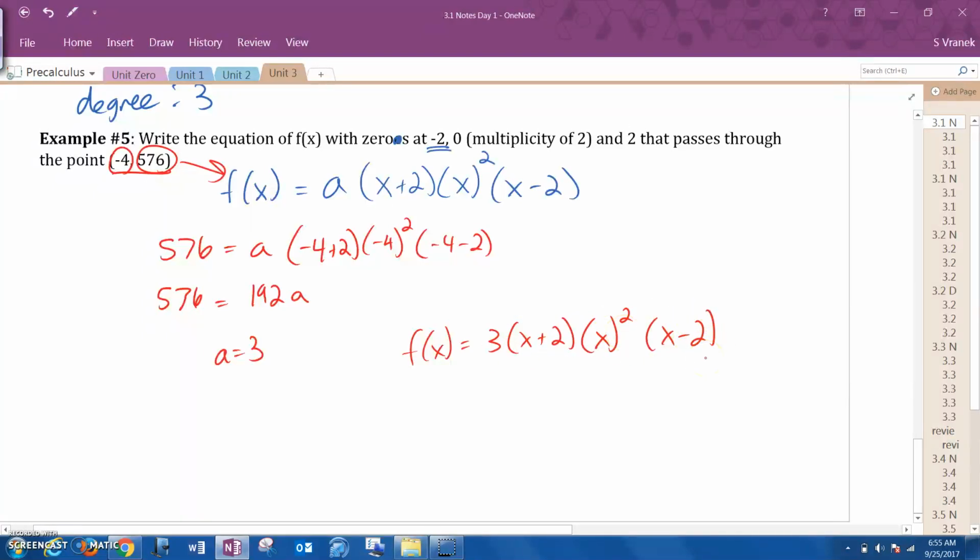Remember, this is not standard form. If I would have asked for standard form, unfortunately, you would have to then FOIL this all out, which would take a little longer. So, all right, that is what polynomials are, and some properties of them, and finding the zeros and multiplicity. Tomorrow we'll do graphing.